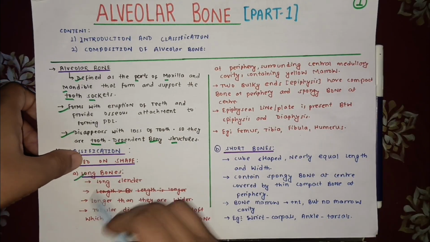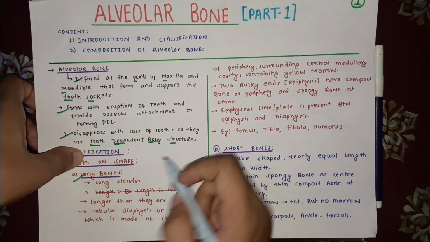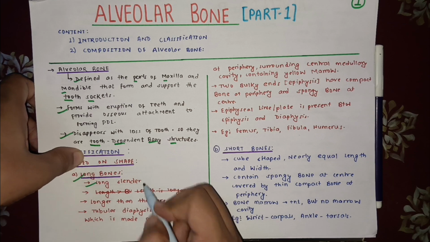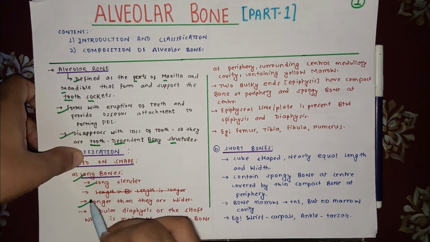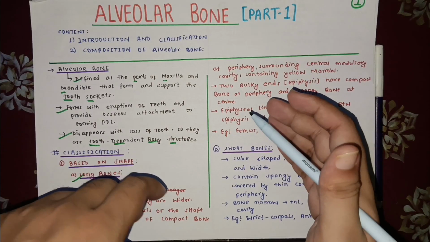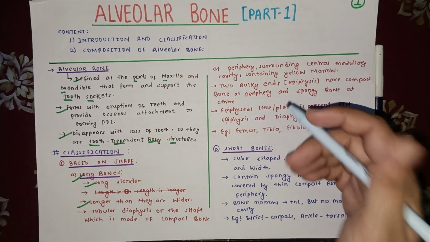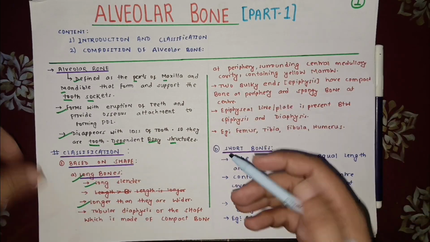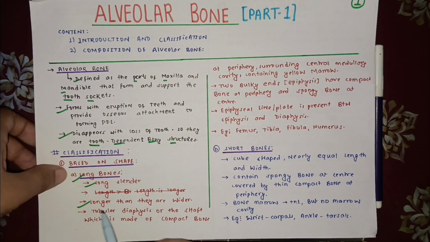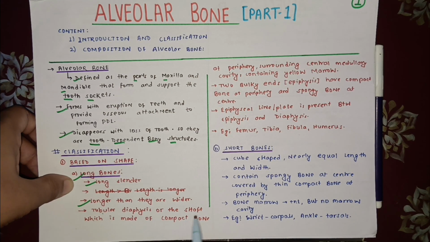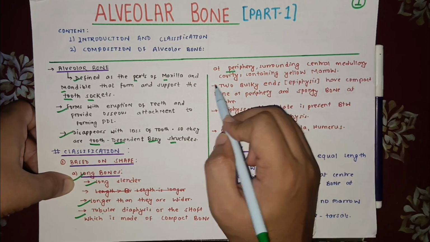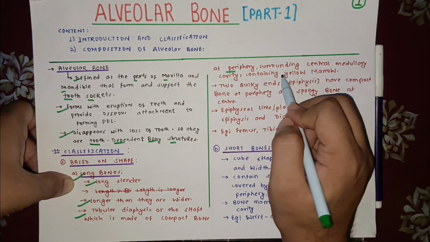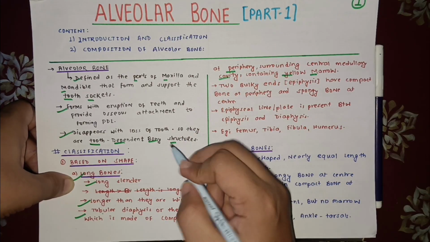I think it is very easy to understand. Long bones are long and slender, and they are longer than they are wider. So the width of the bone is less and the length of the bone is larger. After that, the tubular diaphysis or the shaft, which is made up of compact bone at the periphery and surrounds the central medullary cavity containing the yellow marrow. This is very important, and this is the general structure.